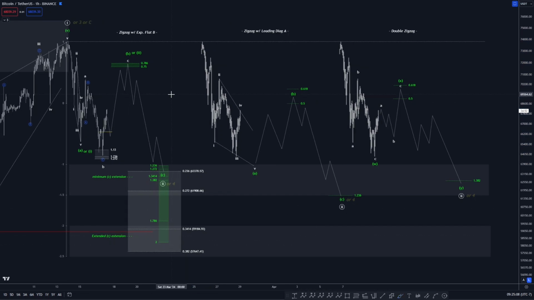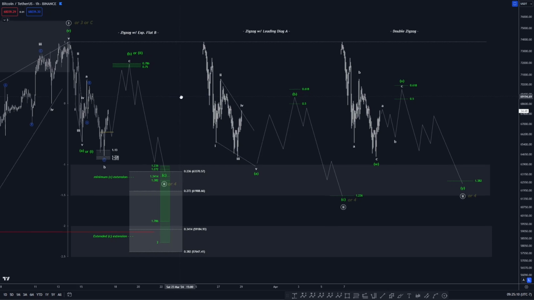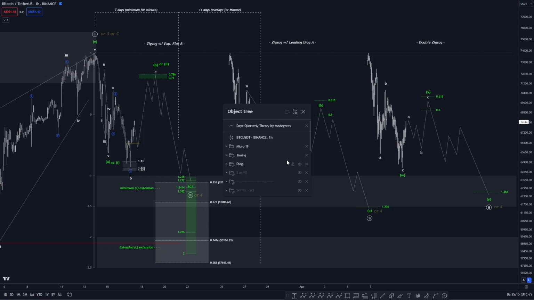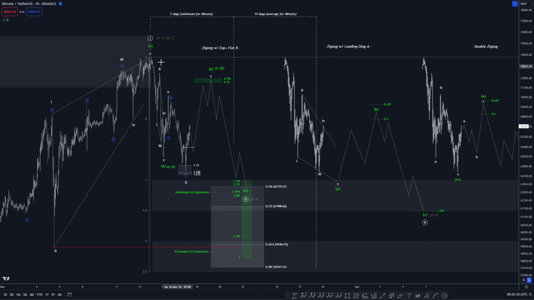So as of right now, we'll continue to monitor structure from a timing perspective. If this is the pivot right here ending, we want to have this correction be at least 7 days. That's at least minimum for a minute degree, because that's the smallest degree that we're experiencing right now for correction is a minute degree. So by that sense, the minimal time for this correction is going to be 7 days. Now, it could be 14 days. This is kind of average for minute degrees.